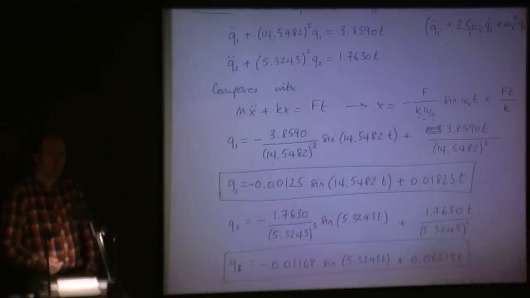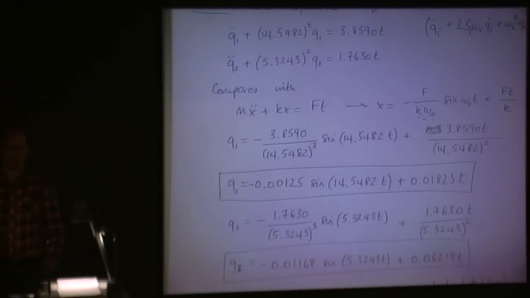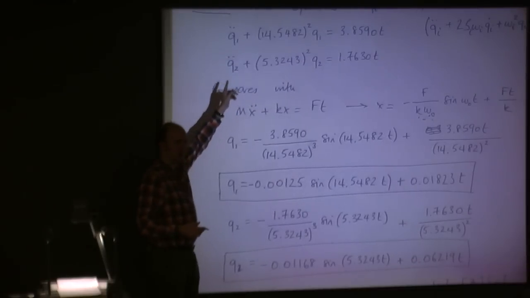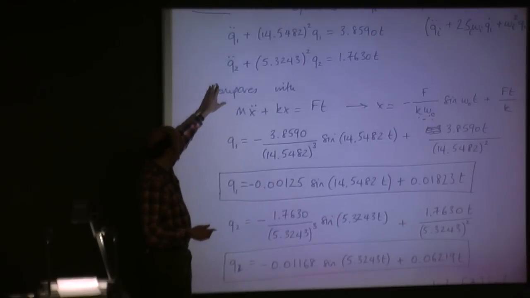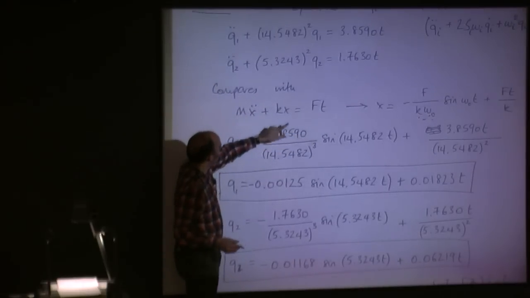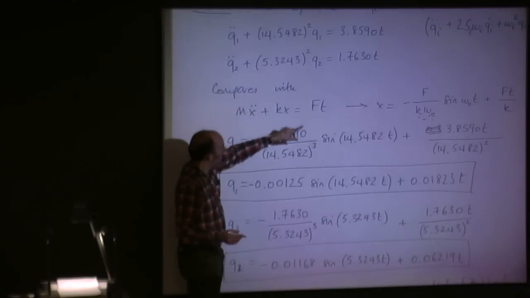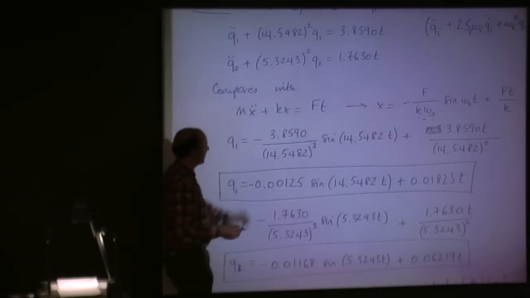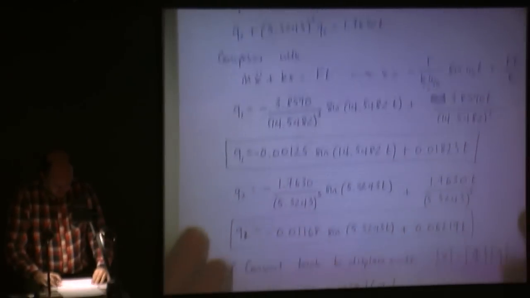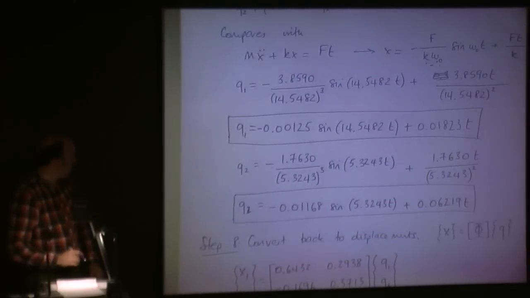Is that step clear? You have an equation of a certain form that has a solution of a certain form. Now we're just using the work we did in chapter 3 to help solve this second order differential equation. Here's a second order differential equation with that solution, so since this is in the same form, we can apply that solution to this problem. That's all we're doing. So I get a value for Q1 and Q2.